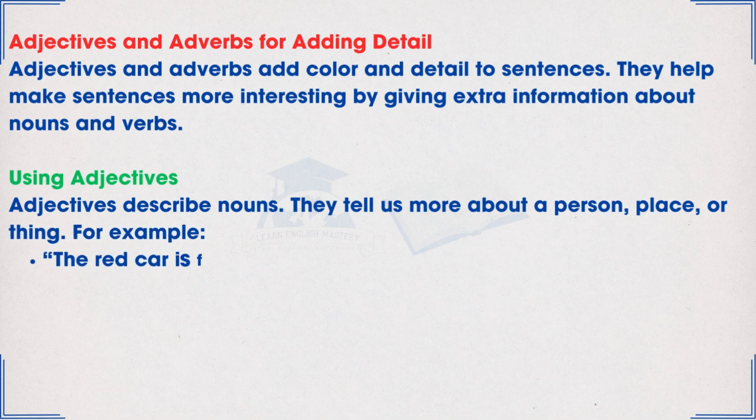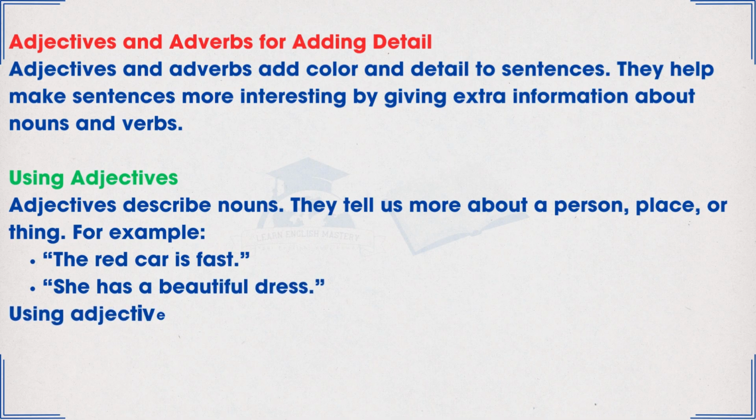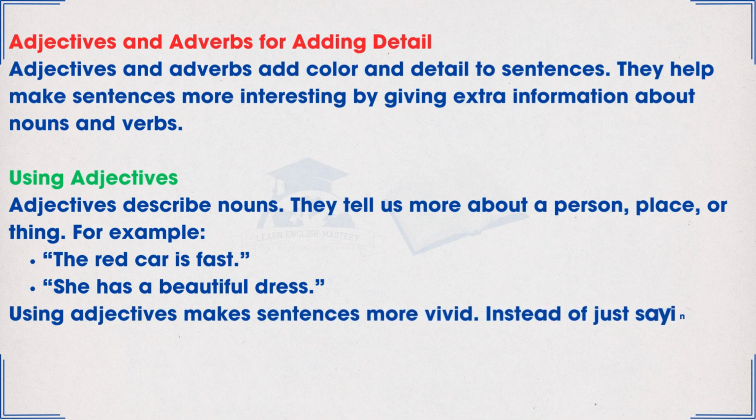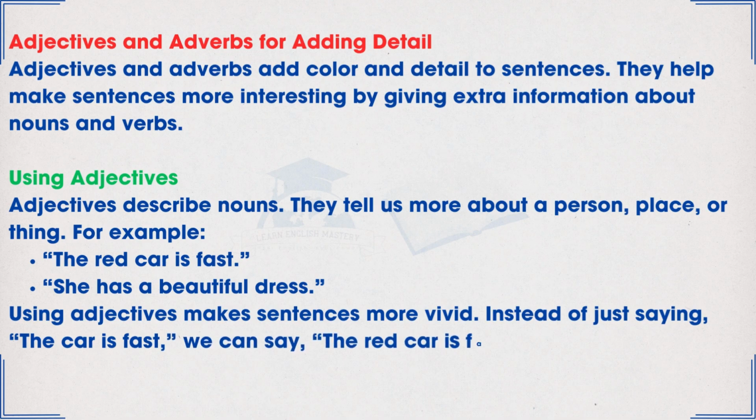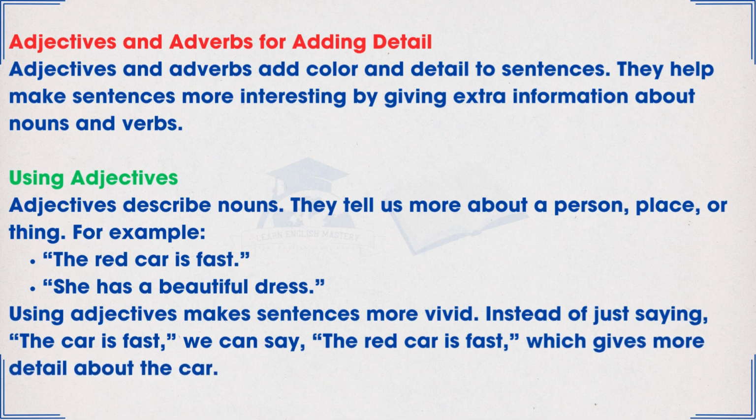For example, the red car is fast. She has a beautiful dress. Using adjectives makes sentences more vivid. Instead of just saying, the car is fast, we can say, the red car is fast, which gives more detail about the car.